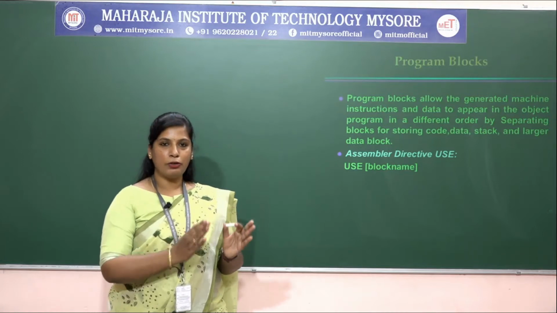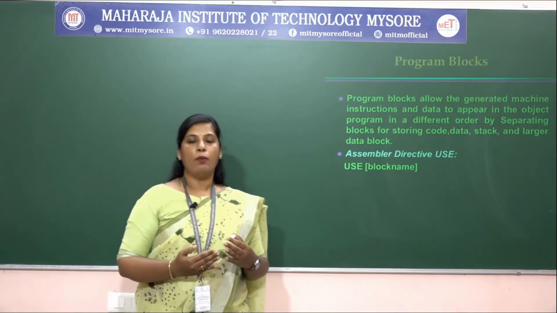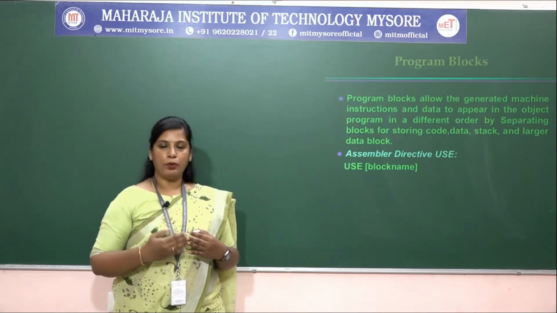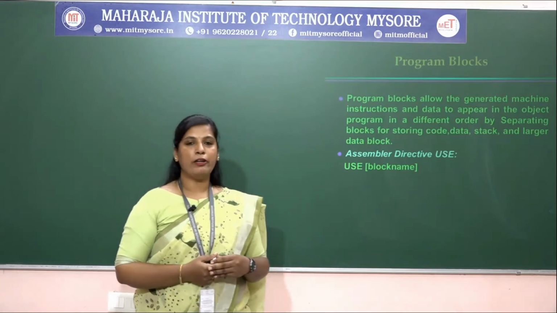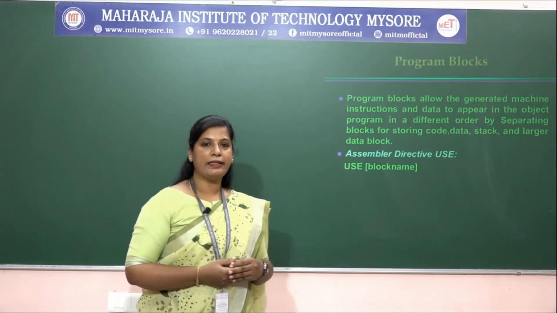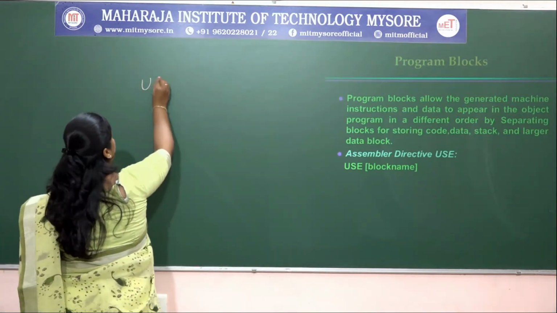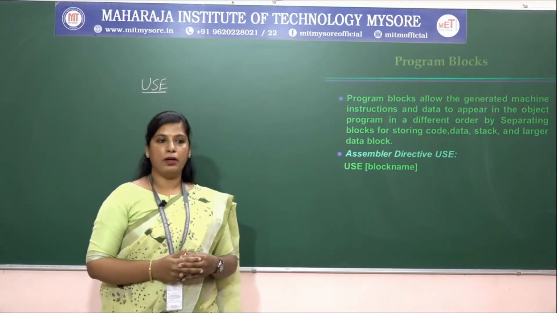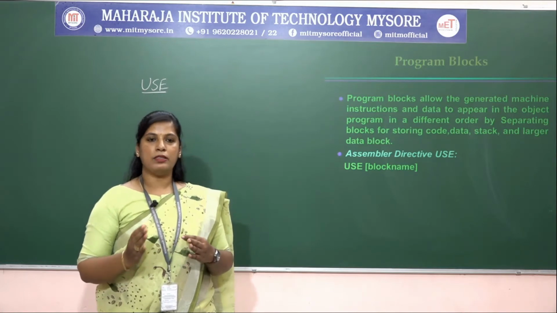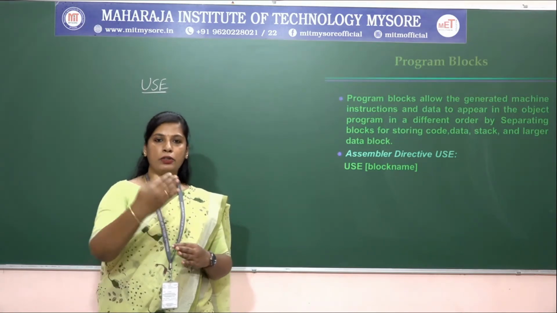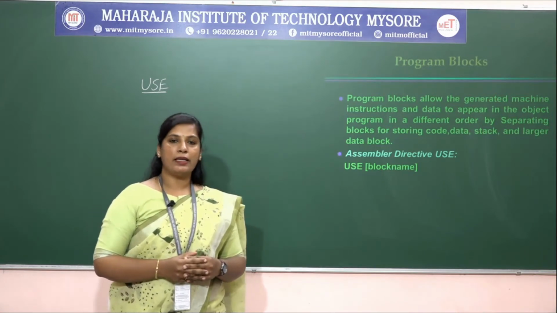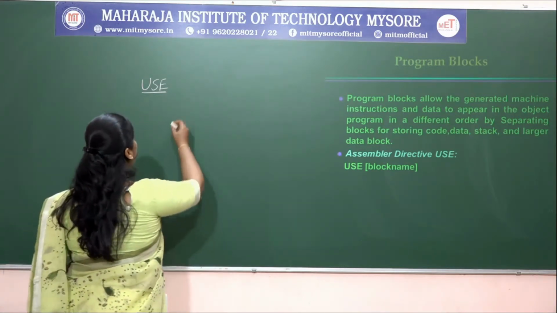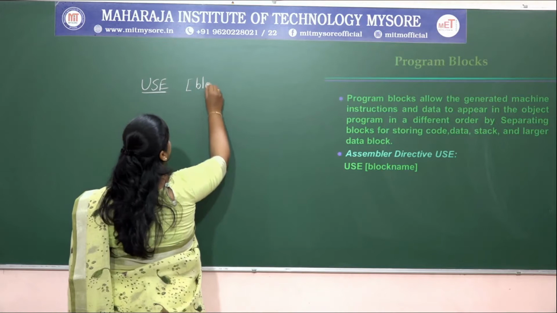So we are reorganizing the program the user has given into different kinds of blocks. For this, the assembler uses an assembler directive called USE, to mention the block name. Whatever instruction we write, we mention that this instruction belongs to this block. So for such things we use the assembler directive USE, which is followed by the block name.